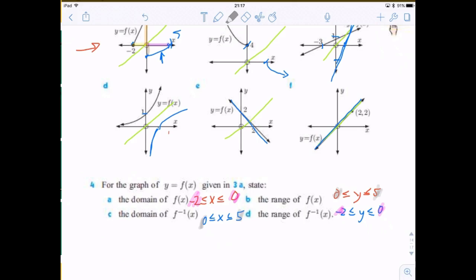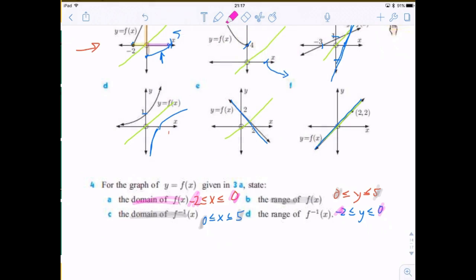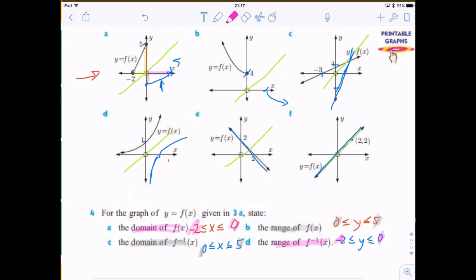So do you see how the range of f of x matches the domain of inverse f of x, and the domain of f of x matches the range of inverse f of x? So that's the relationship between the domain and the range. The domain of one is the range of the other, and that kind of makes sense, right? Because we're inverting: all the x coordinates on the original function become the y coordinates on the inverse function, and vice versa. So it makes sense that the domains and the ranges get inverted, right?